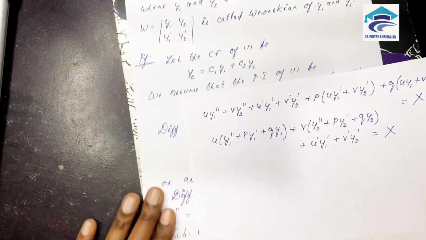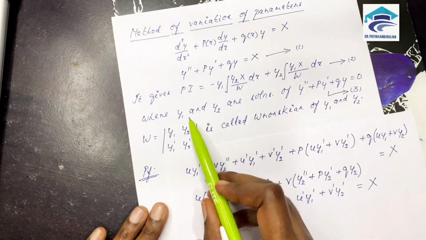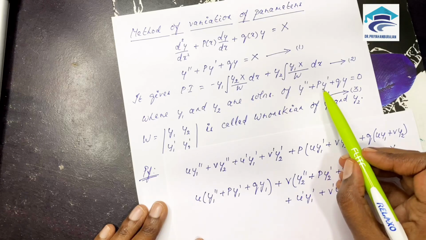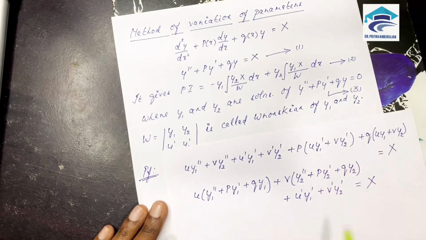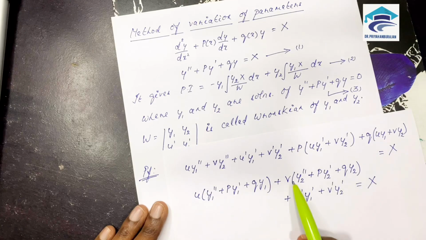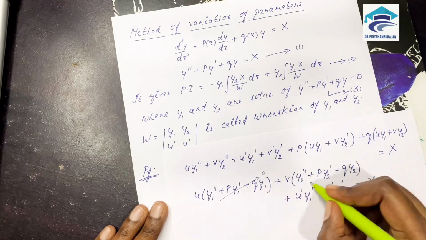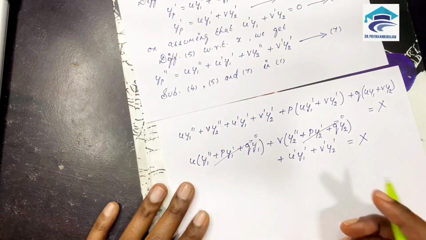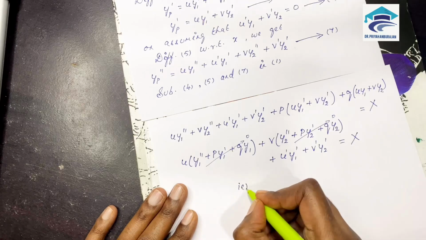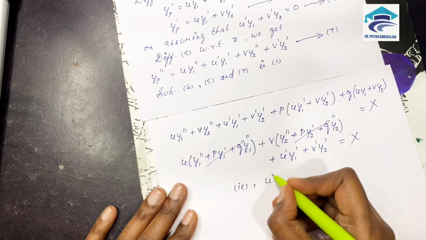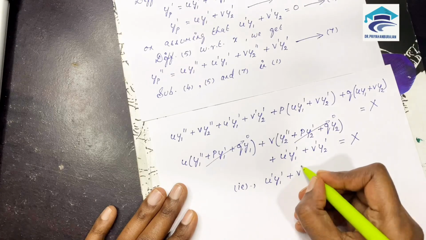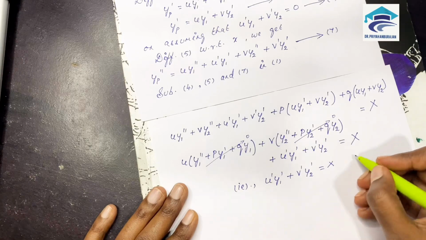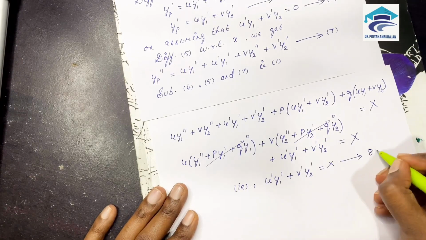So if you see, we already know that y1 and y2 are solutions of this equation. So our y double dash plus p y dash plus q y is equal to 0. So this will become 0 and this will become 0. So this is 0, this is 0. So this can be written as u dash y1 dash plus v dash y2 dash is equal to some x. Let me mark this as equation 8.